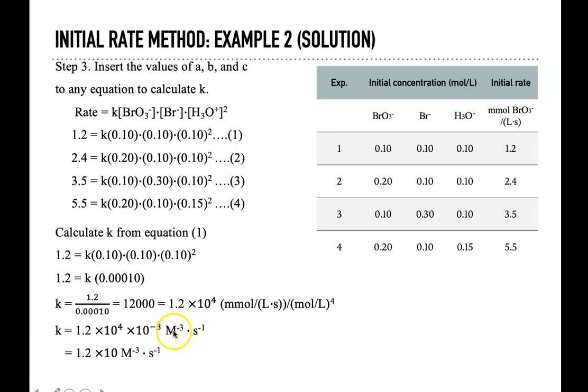Molarity, mole per liter, is molarity to the negative 3, because this one is in the denominator, mole per liter to the negative 3, and second to the negative 1. And 10 to the fourth power multiplied by 10 to the negative 3 is now 10. So finally, K is now 1.2 times 10, 12 molarity to the negative 3 per second. That's the value of K. This way, we are able to calculate the rate law for this reaction.